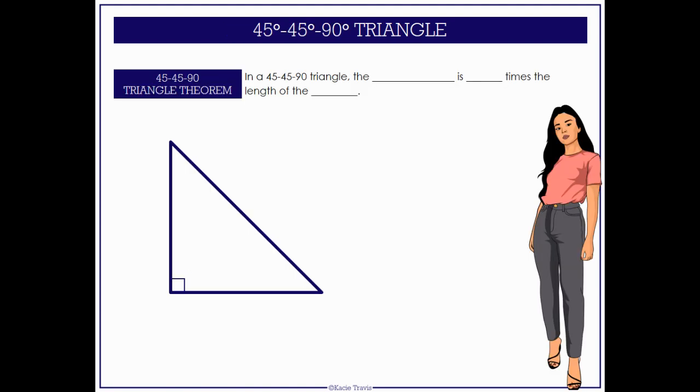which is the 45, 45, 90-degree triangle. So 45, 45, 90 means that we have a 45, a 45, and a 90-degree angle inside of the triangle. So in this type of triangle, the hypotenuse is the square root of 2 times the length of the leg. So whatever the leg is, you have square root of 2 times that for the hypotenuse.